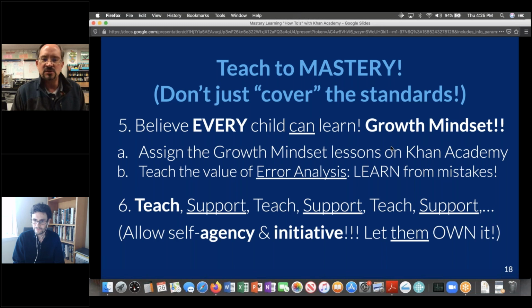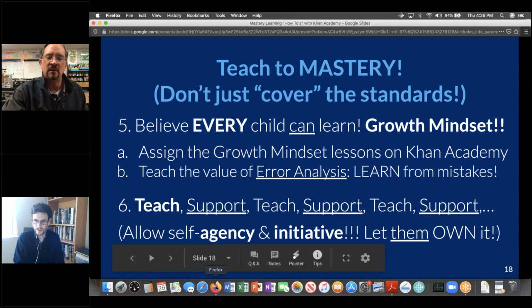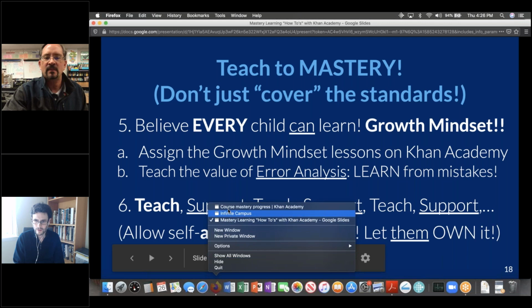Number 6, teach, support. You're really teaching, but then you support them. You let them use Khan Academy, which gives instant feedback after every question. Did they get it? Did they understand it or not? And then let go and allow them to have self-agency and initiative. Let them own it. So let me go back in Khan Academy.